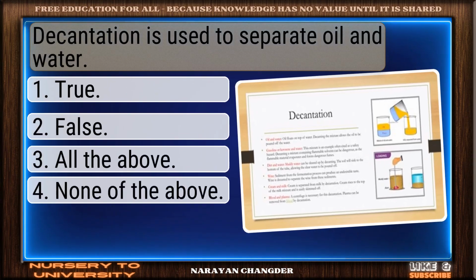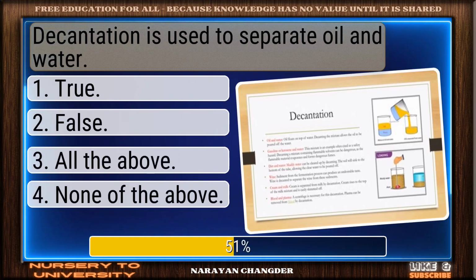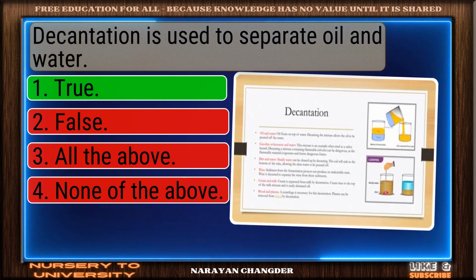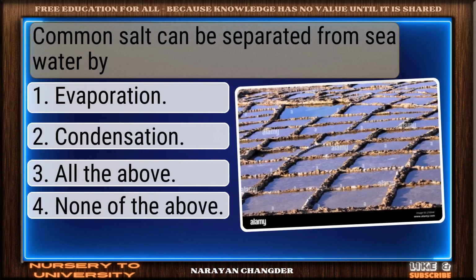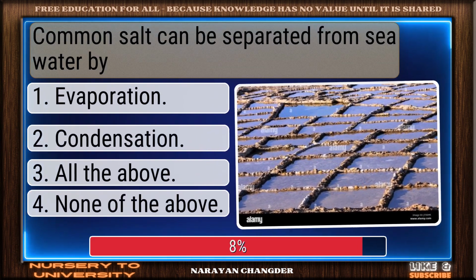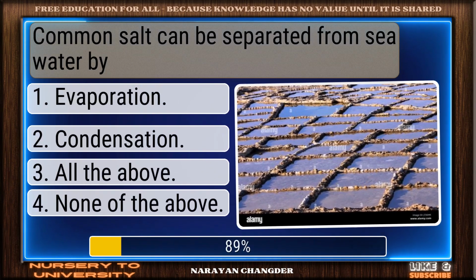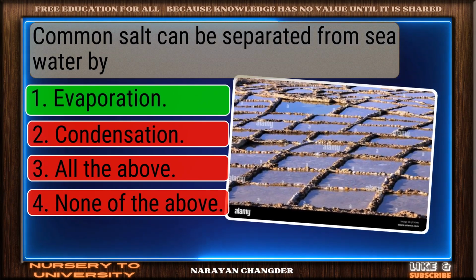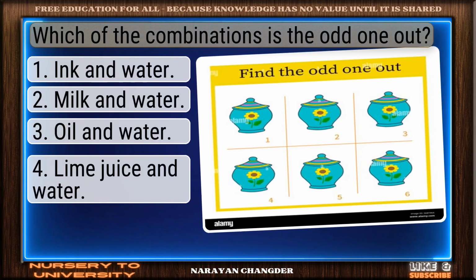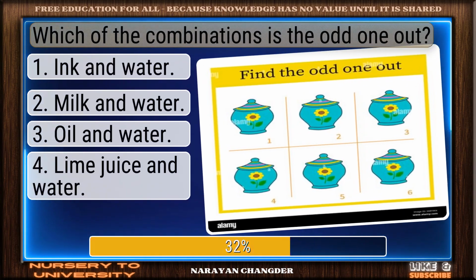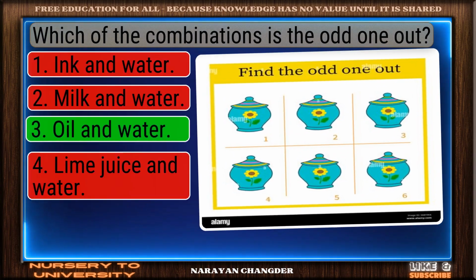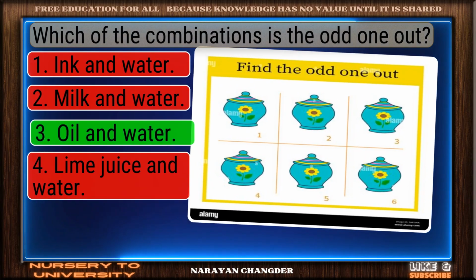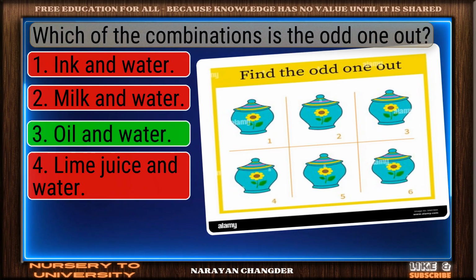Decantation is used to separate oil and water. Right again. True is a valid answer. Common salt can be separated from seawater by. Well reasoned. Evaporation is the correct choice. Which of the combinations is the odd one out? Clear logic. Your choice, oil and water, is sound and 100% true.